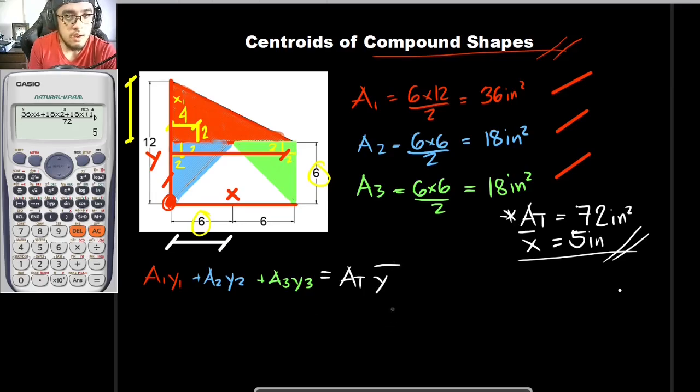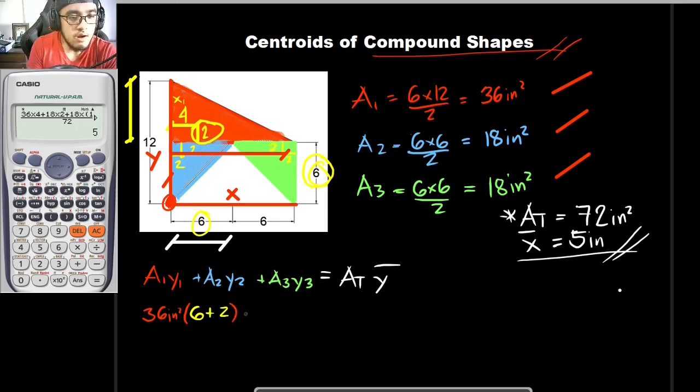Using this formula and substituting known values, that is 36 square inches times y1. For y1, it should be this distance from here up to your centroid. For us to solve for that, that should be equal to 6 plus 2. Once again, it should be the location from this axis right here up to the centroid of that figure that you are analyzing.